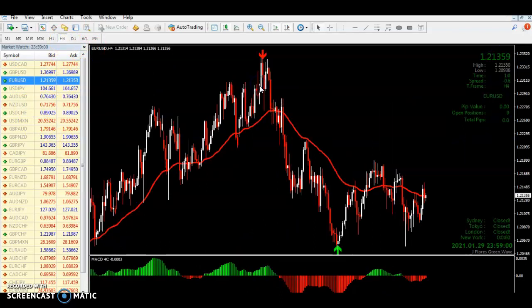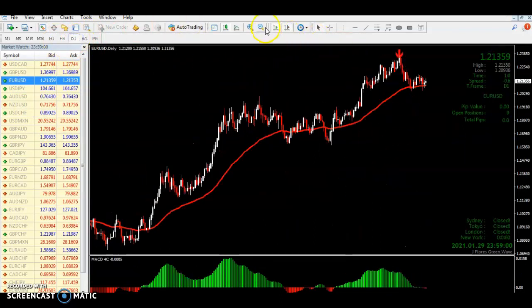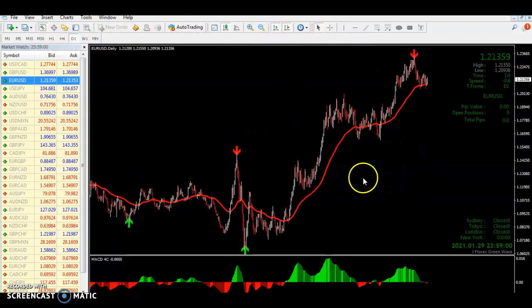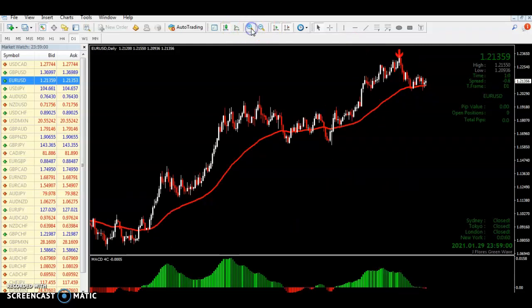EUR USD. Euro daily again. Let me make it smaller. I am gonna go from this point right there, make it a little bigger.